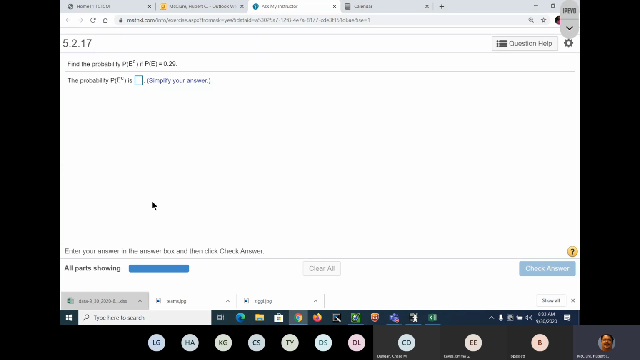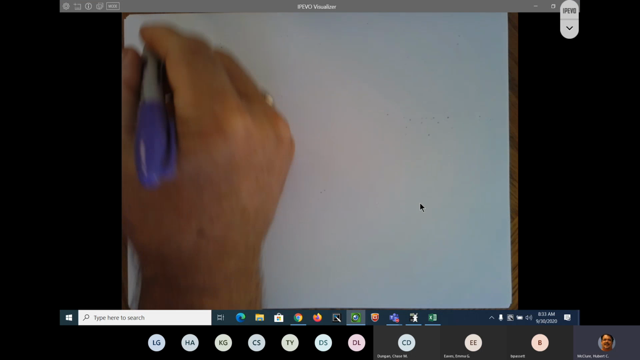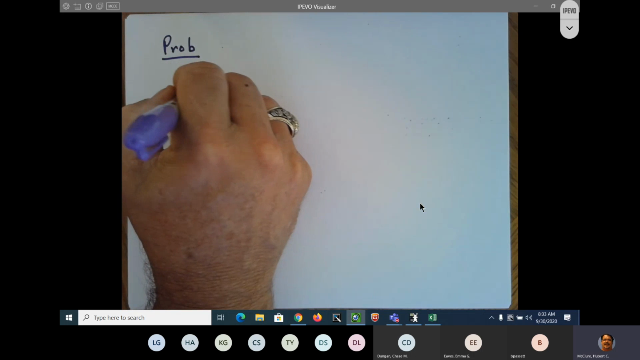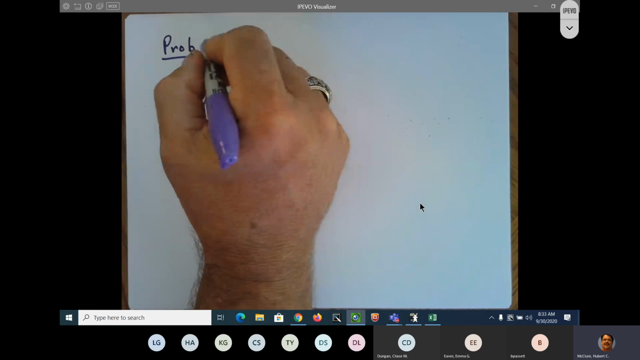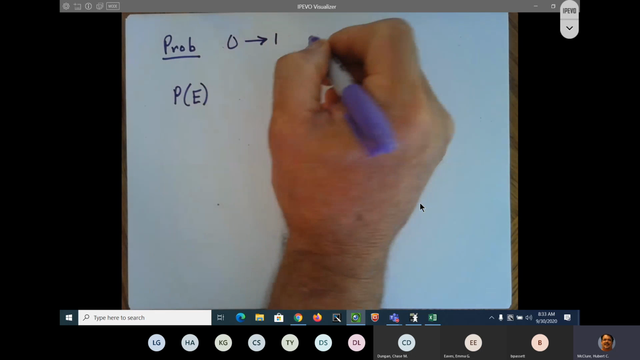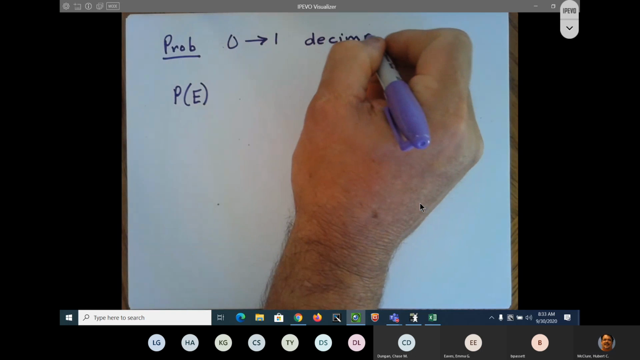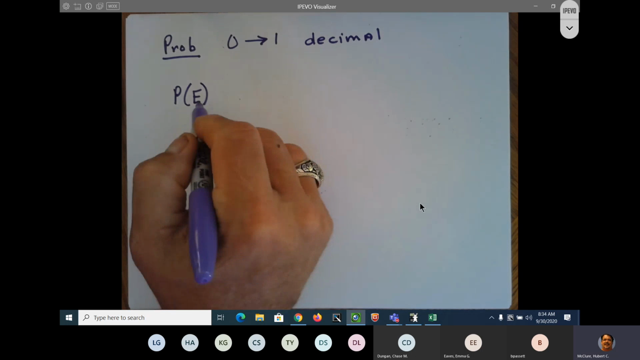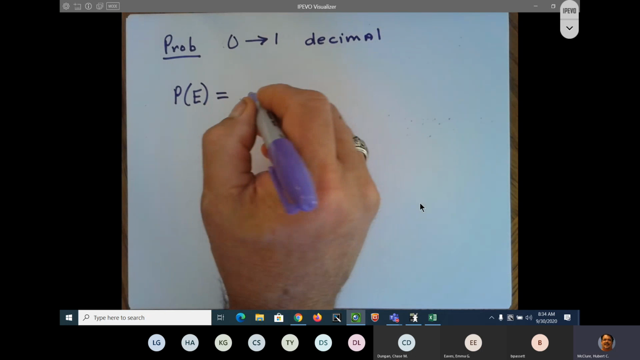All right. In probability, an event is P of E. In probability, unless otherwise specified in the question, the probability goes from 0 to 1, meaning a decimal. Unless the instructions say, you know, there's 400 people at a company, 300 are sick. How many are not sick? That's different. Here, they give us P of the event happening is 0.29.